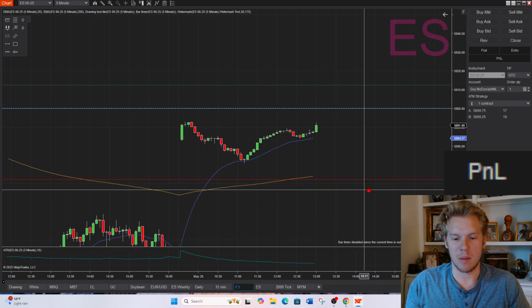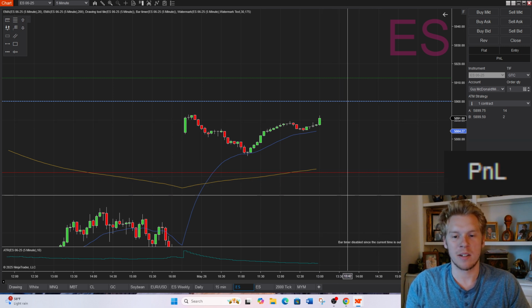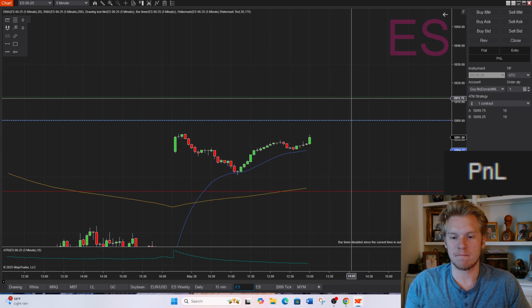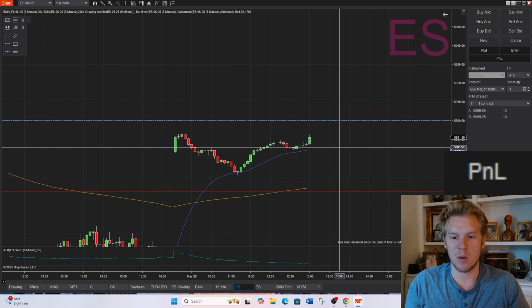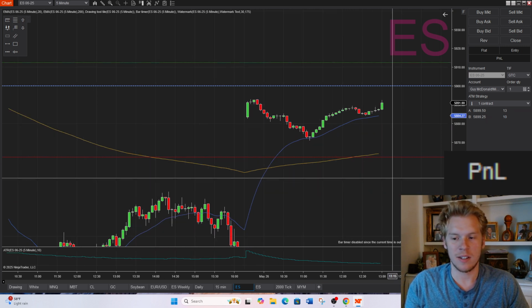And so, well, there might be a potential swing trade from that, or the same thing on the way up. They could act as targets, or they could act as support and resistance. So it's always nice to have these overnight highs and lows on your chart.